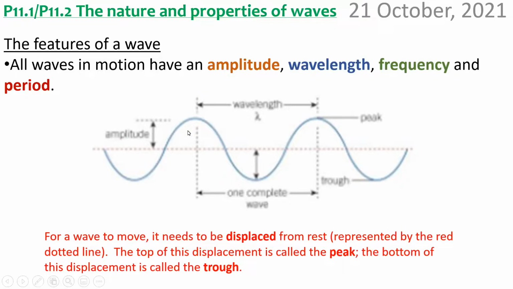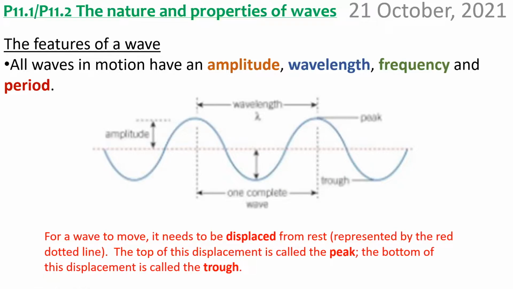The amplitude is this line here. We draw a line along the middle, the zero line, and it's the distance between a peak and the middle line, or a trough and the middle line. They are the same. One wavelength is a distance that can be measured three different ways. It can be measured peak to peak, like shown here, trough to trough, or from one peak to one trough. They're all the same distance.